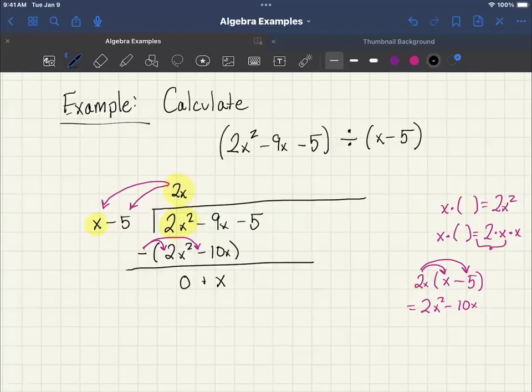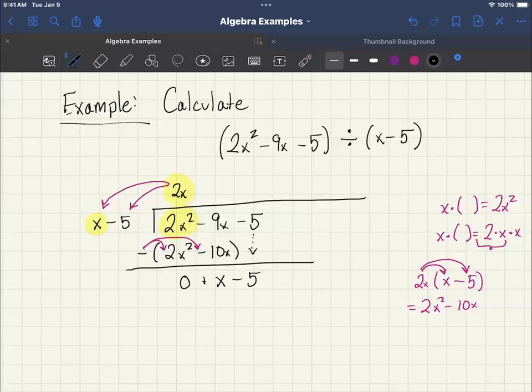The next thing that we can do is drop our next number. And notice that gives us an x minus 5. We do the same thing here. What do we multiply x by to get our first number? So remember, we're just looking right up here. We just looked at our first term. We're doing the same thing here. We kind of want to get rid of the x's is the point.